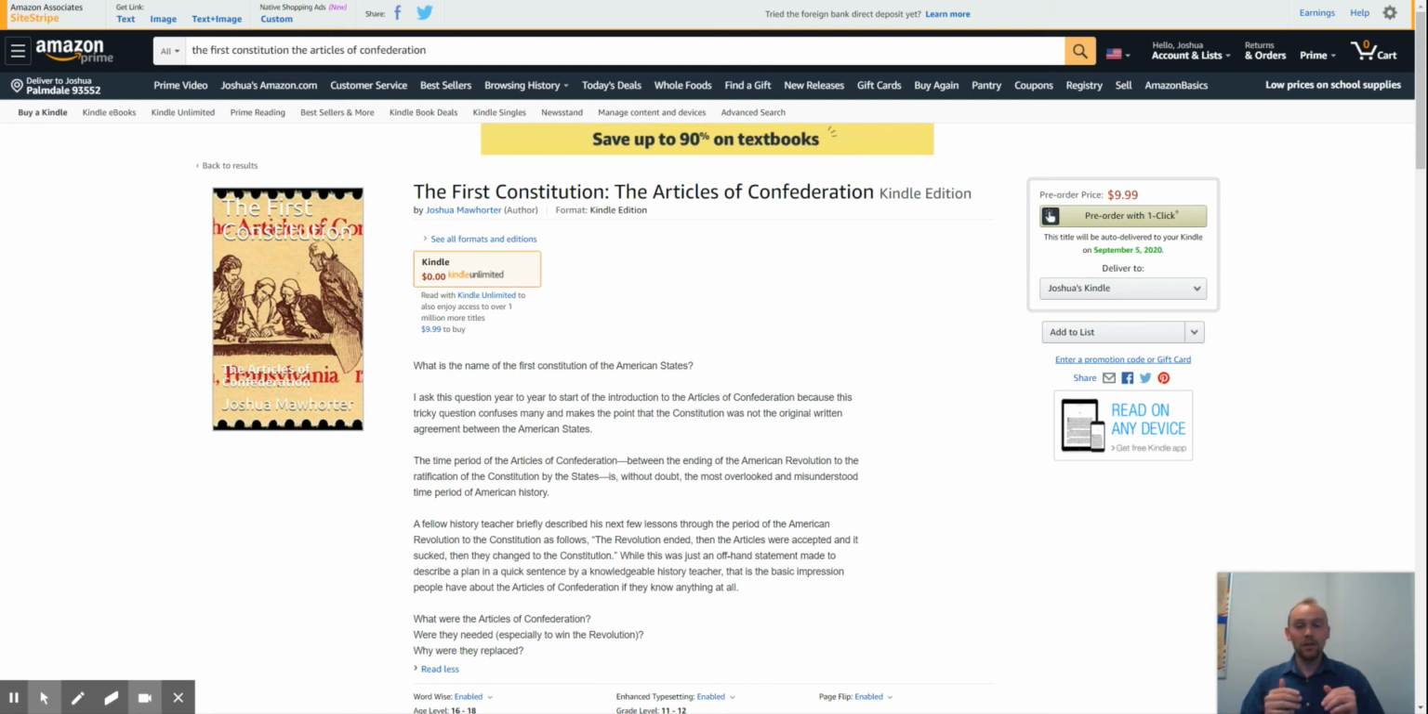At the end of the book, there is a link to the video courses explaining the time period and the political history of the Articles of Confederation, introducing us to the first Constitution of the American states, and then seeing how that became an important stepping stone for the later Constitution.